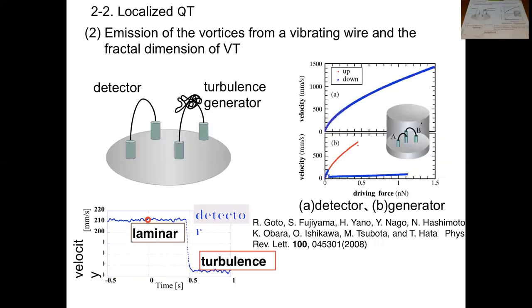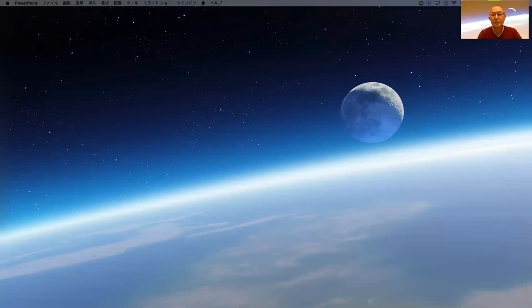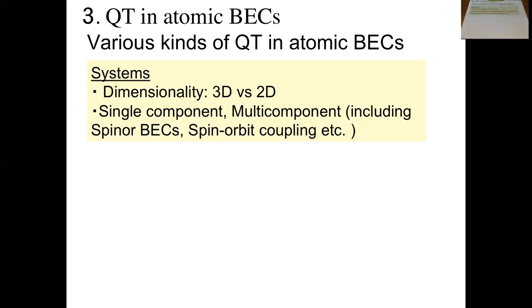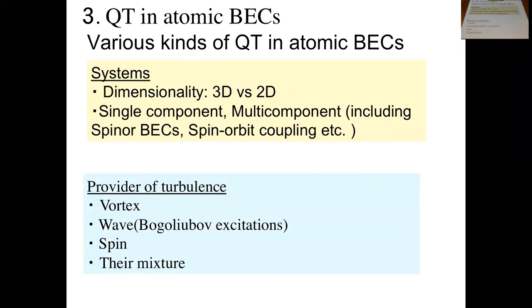So I don't have enough time. Just let me skip to the cold atoms part. There are various kinds of turbulence, quantum turbulence in cold atoms.